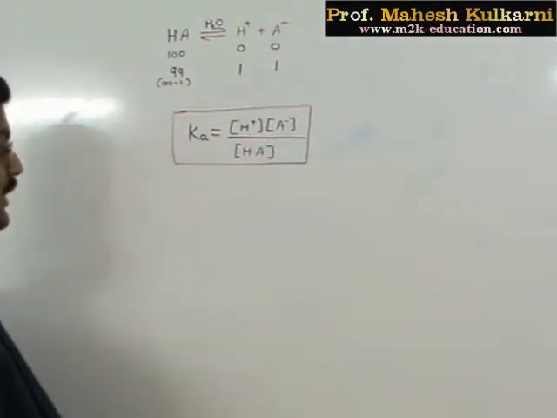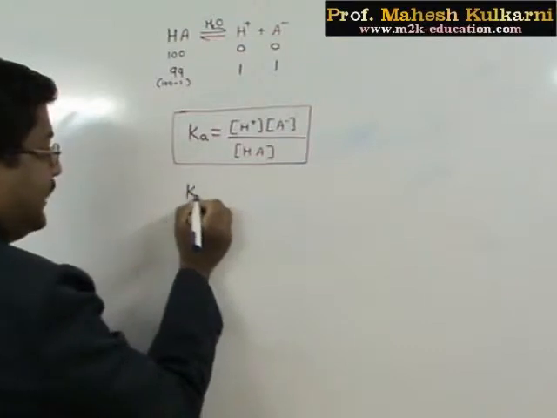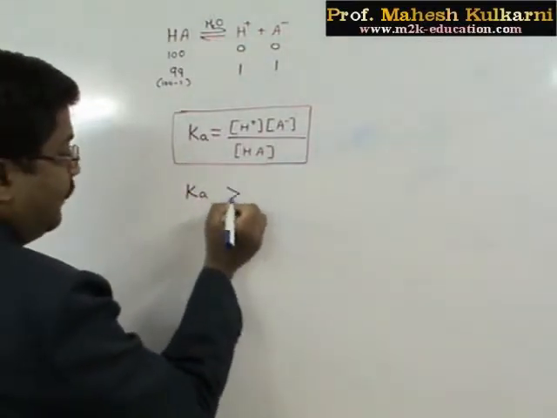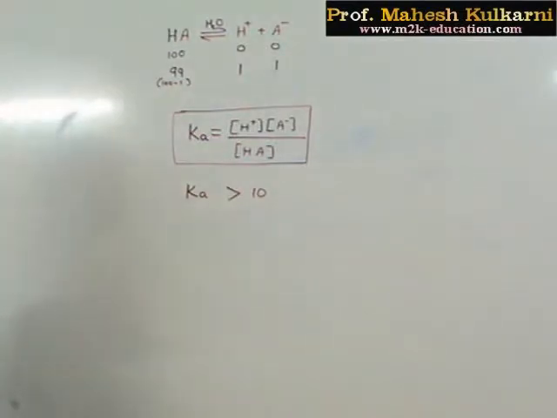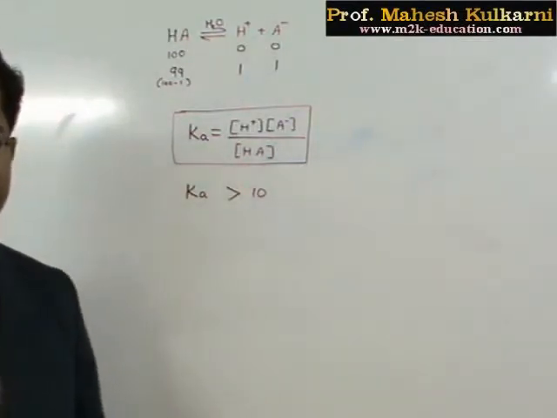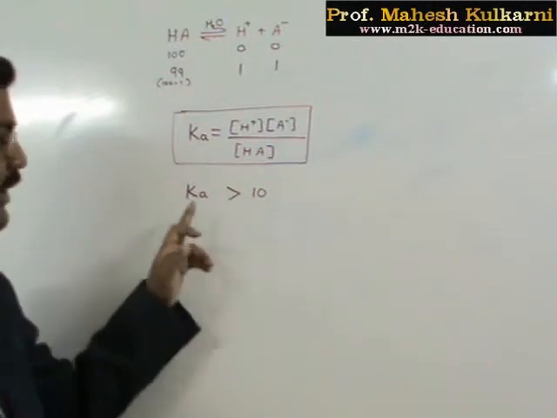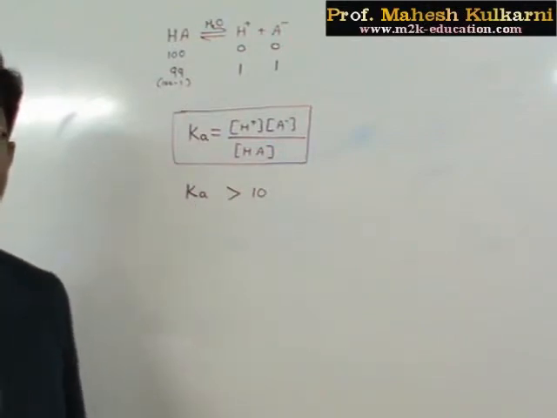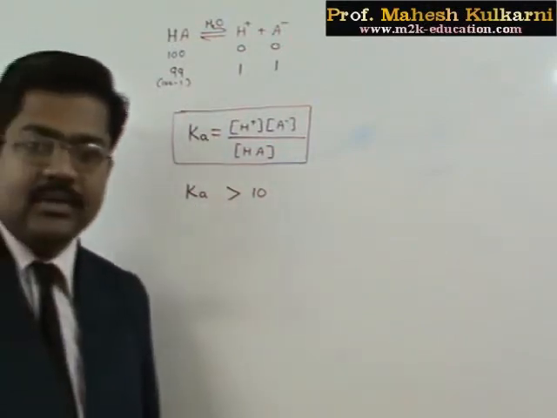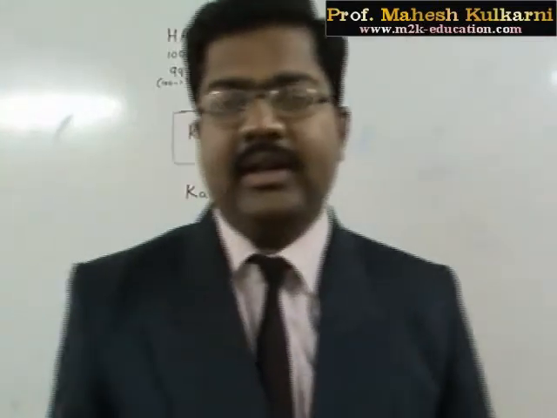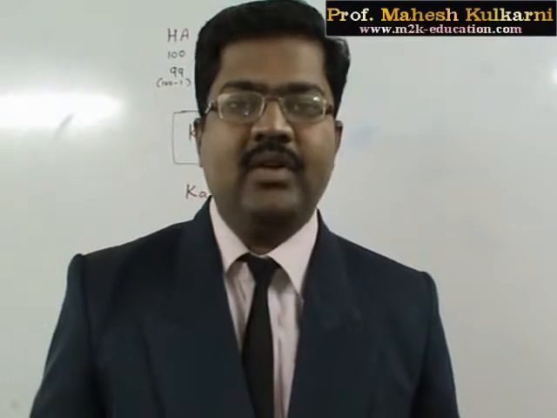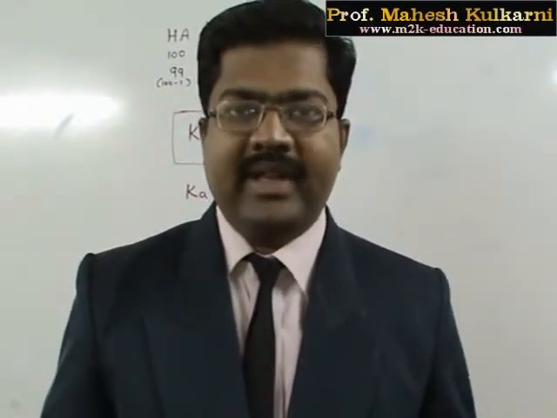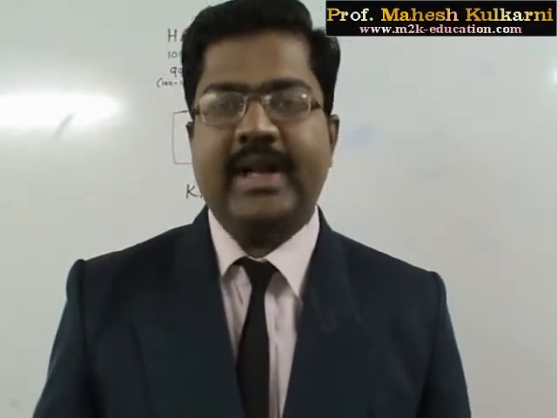Now it is obvious, we can classify simply this way. If K value is greater than 10, then the acid is called a strong acid. If K value is less than 10, the acid is called a weak acid. So simple thing, if you are finding the K value and it is greater than 10, we have to call that acid strong. If K value is less than 10, we have to call that acid weak.